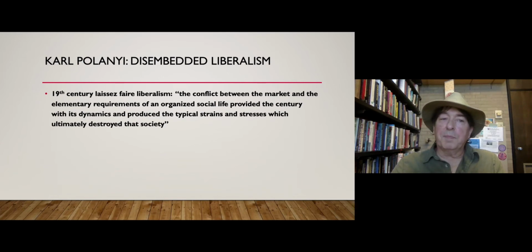Karl Polanyi is a famous sociologist who said of this era of 19th century laissez-faire liberalism, the conflict between the market and the elementary requirements of an organized social life provided the century with its dynamics and produced the typical strains and stresses which ultimately destroyed that society.